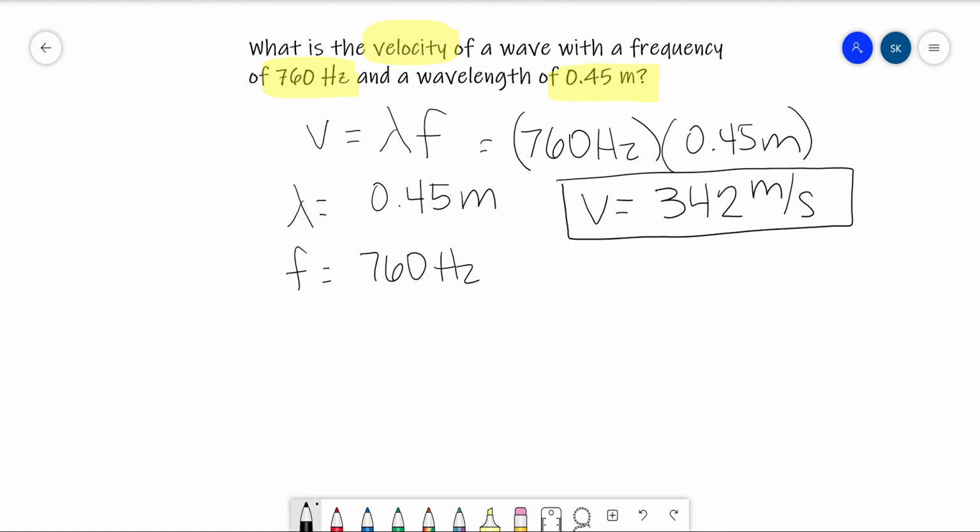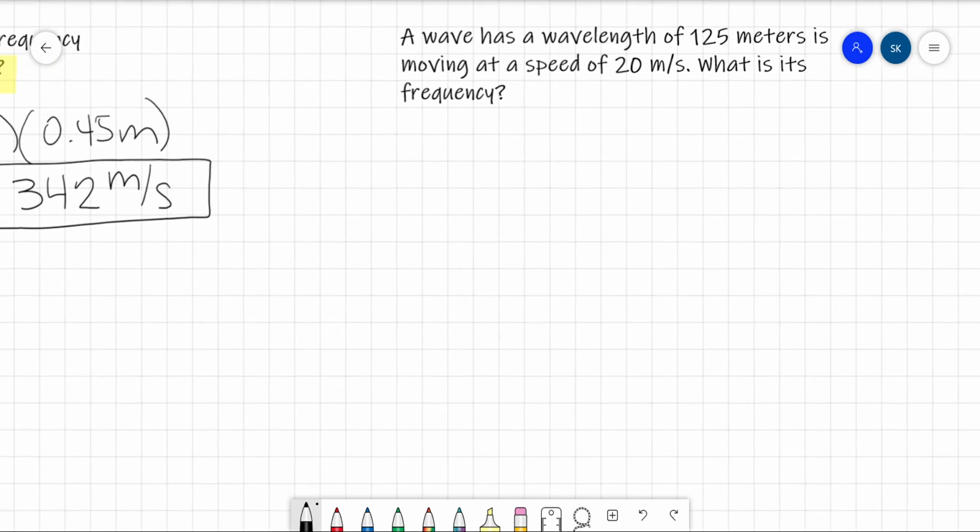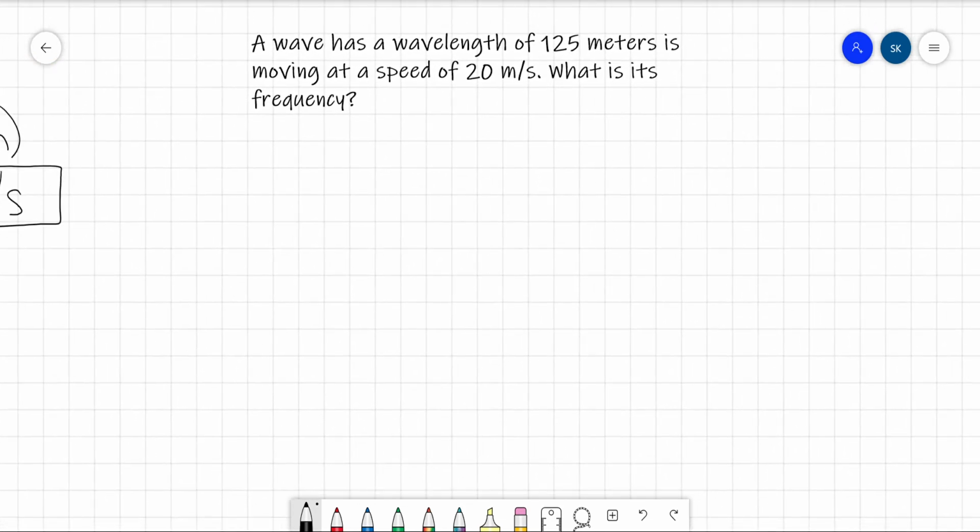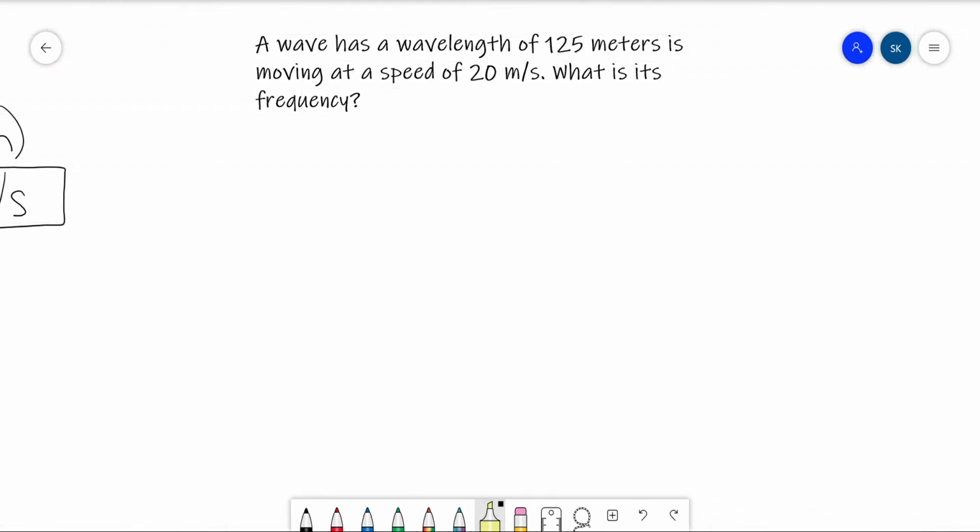Now, let's look at a problem where we are looking for something else. So in this case, it says a wave has a wavelength of 125 meters and is moving at a speed of 20 meters per second. What is the frequency? So we're going to start with the same equation, velocity equals lambda f. But then we're going to rearrange it.